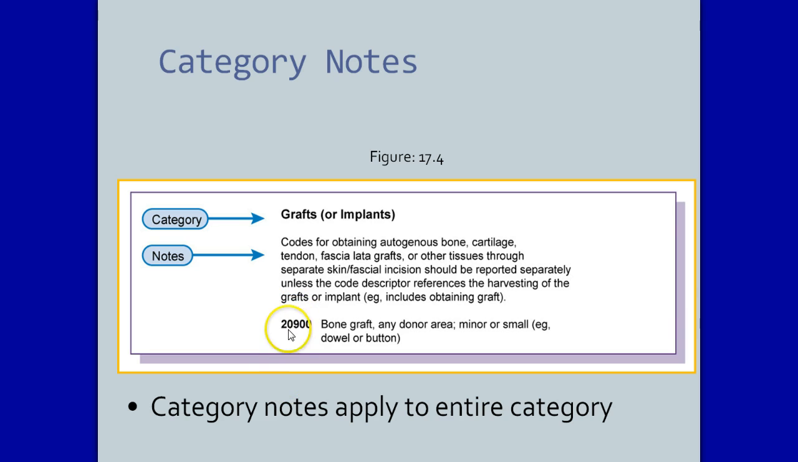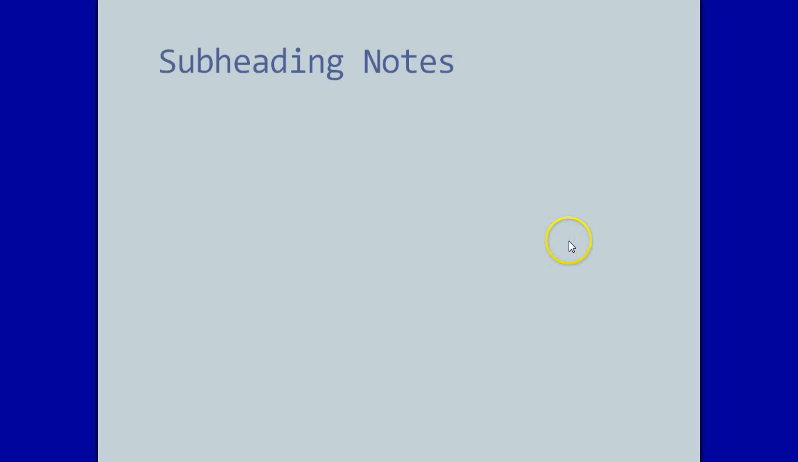So you may have five or six codes underneath grafts that this information right here pertains to. So I'm going to back up just a little bit. Let me see if I can. Maybe not. Let me see.